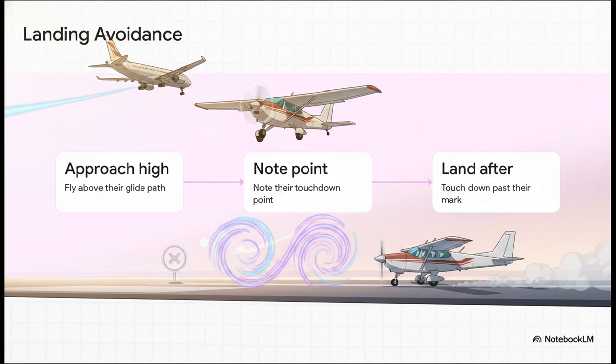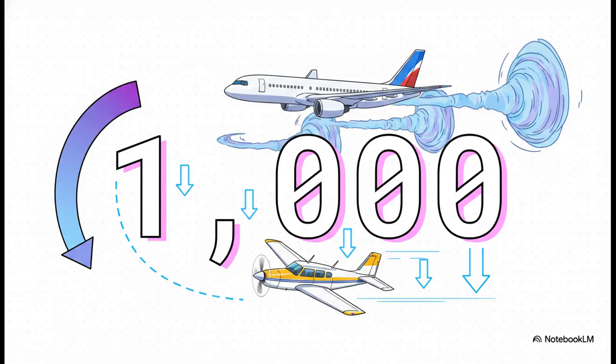So step 1, fly your final approach above the preceding aircraft's glide path. Step 2, note their exact touchdown point. Step 3, float past that mark and ensure you touch down after their touchdown point. Basically, you're flying right over the invisible hazard and landing in the safe zone where the vortices have already stopped forming. But what about when you're just cruising or on an approach path?